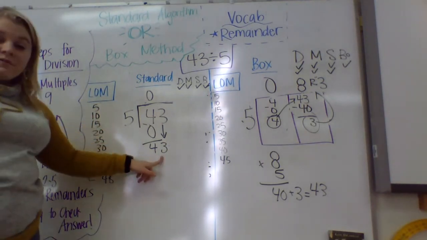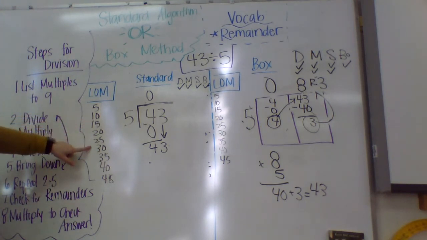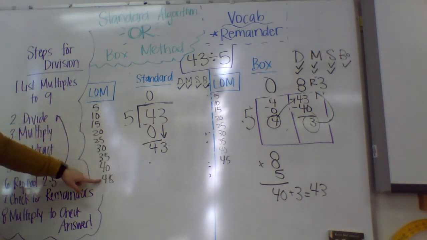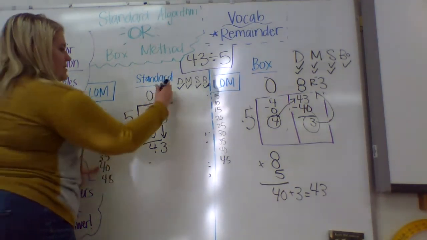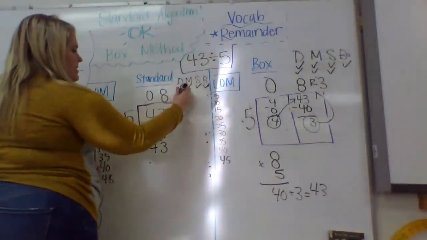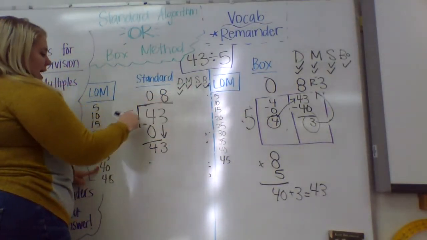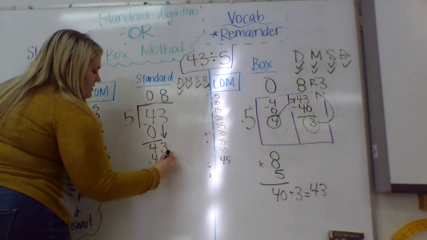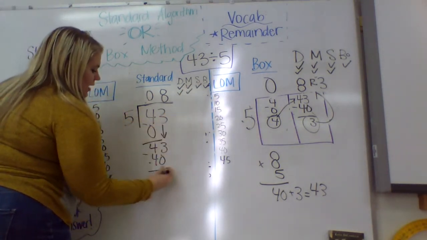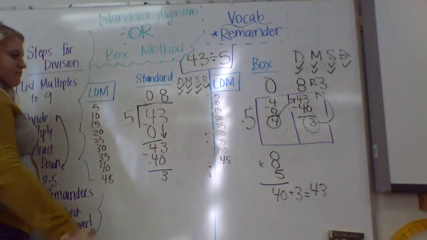How many times can 5 go into 43? I want to get as close as I can without going over. 40 is getting close, 45 is too much, so I need to back it up 1. 5 times 8 is 40, so 5 can go into 43 8 times. There was my D, there was my divide. Now I multiply. 8 times 5 is 40. I'm going to subtract 43 minus 40, which gives me 3.